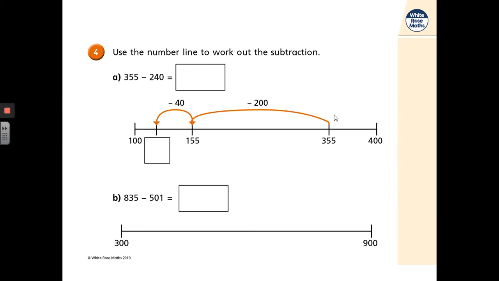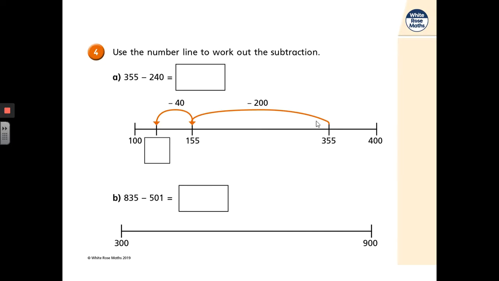Number 4, use the number line to work out the subtraction. So you've got 355 subtract 240. So your first one has been done for you. So they've drawn a number line between 100 and 400. They've marked on their biggest number, 355. They have partitioned the number into hundreds and tens. So they've subtracted the 200, and then they've subtracted 40 from that rather than doing one big jump. So what would go down here in this box? So what would my answer be?